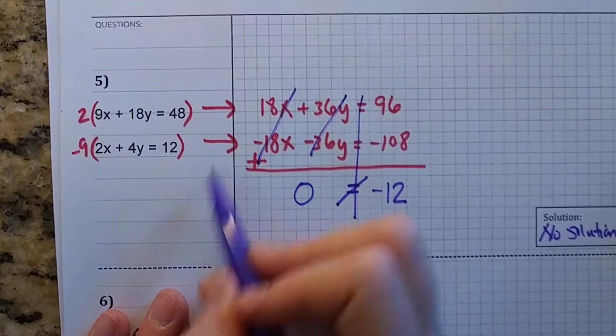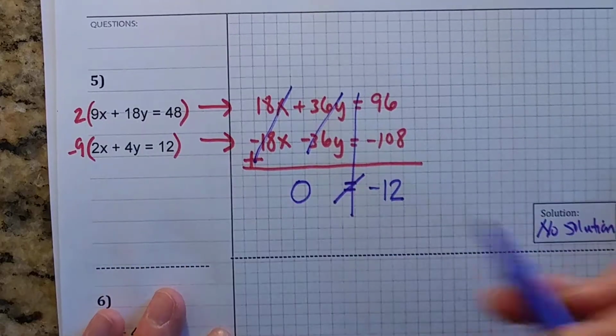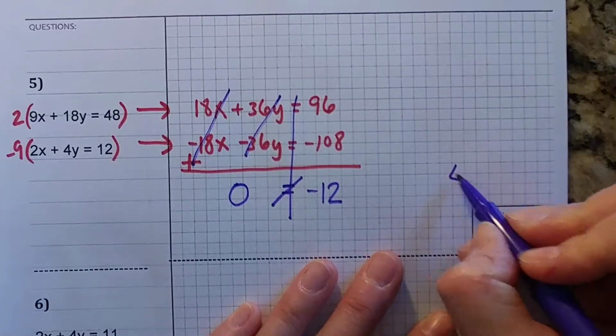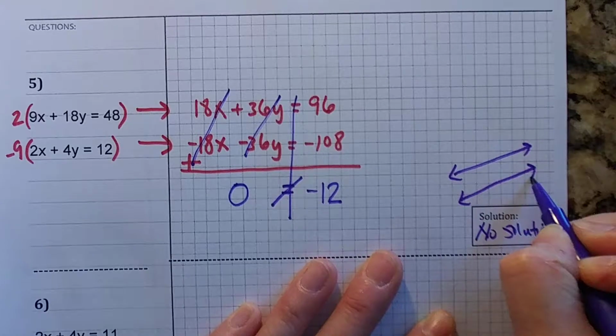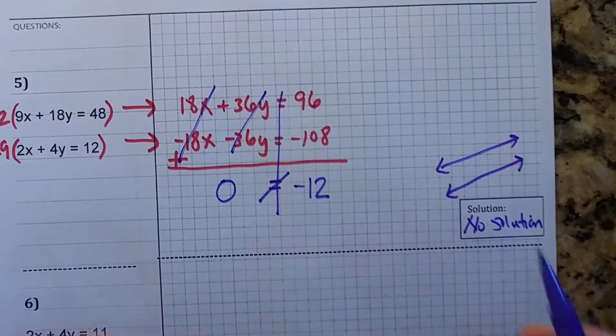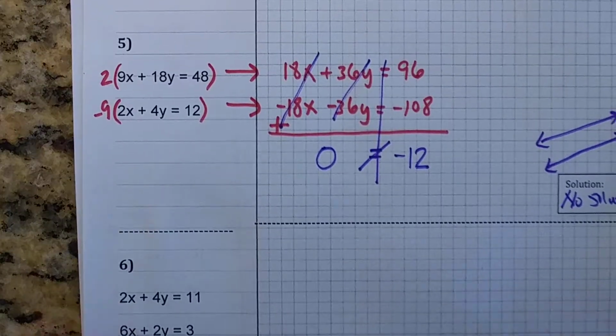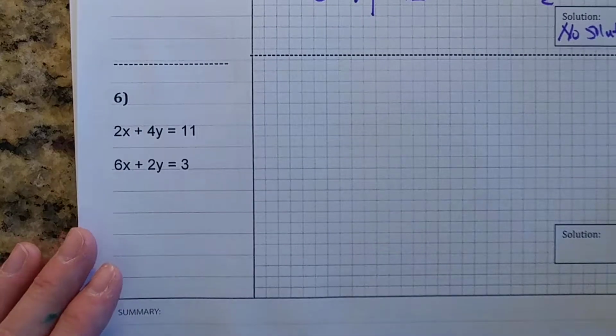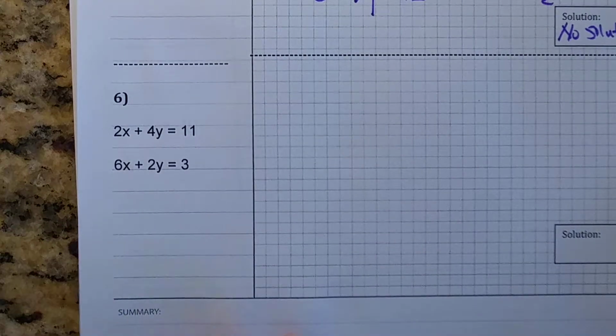So if I were to rewrite these equations, y equals mx plus b, I would end up with a set of parallel lines. There's no solution, so they're never going to cross. Great, we got that one. Number 6. Take a look at both equations, see what you can do.